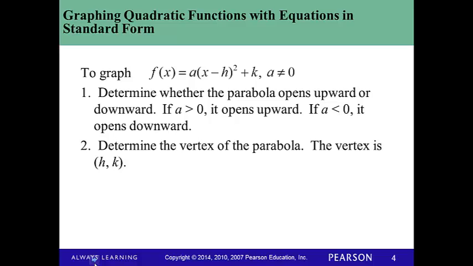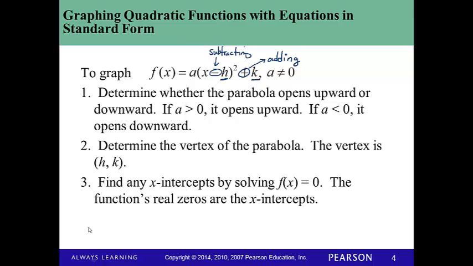Determine the vertex of the parabola. The vertex is going to be the point h, k. Now let me draw your attention to the form. The standard form has a minus sign, so you're subtracting inside the parentheses, and you are adding on the outside. That's very important when doing the vertex. You're subtracting inside the parentheses and adding on the outside, and your vertex would be h, k.